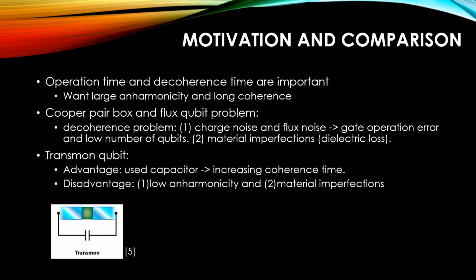The advantage is that it uses a capacitor to shunt the Josephson junction. It largely increases the coherence time because it is no longer susceptible to noise. The disadvantage is that, as a trade-off, it has a very low anharmonicity. The low anharmonicity adds more challenges to scaling, since nonlinearity enables logic. Reducing it too much will inevitably slow down gate operations. Furthermore, Transmon qubits still suffer from material imperfections such as dielectric loss.